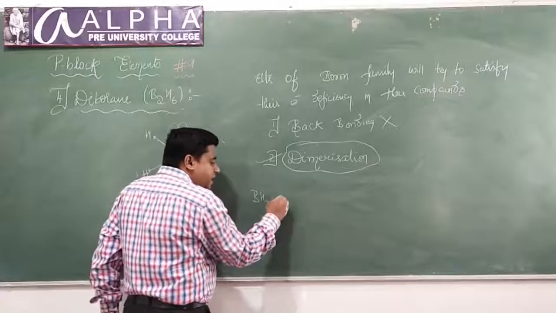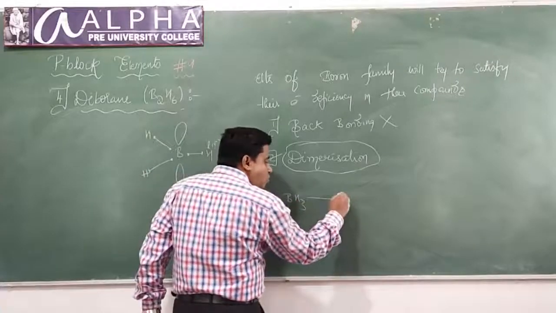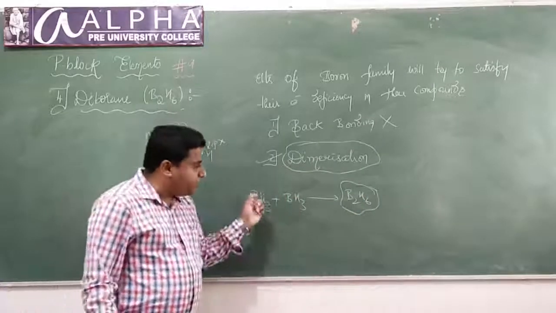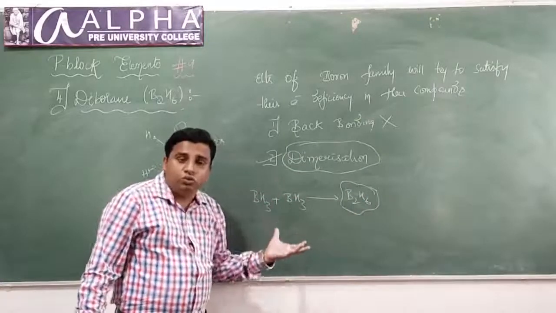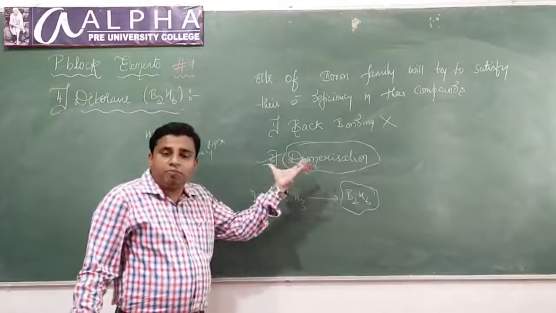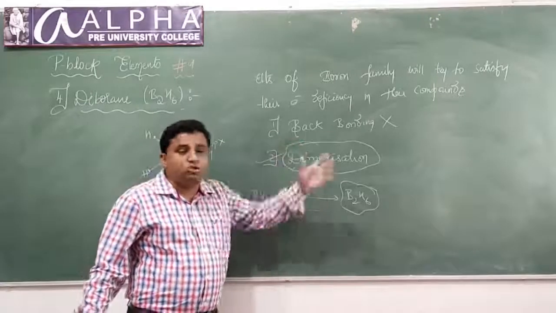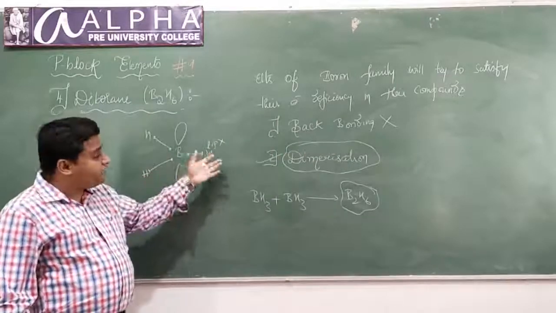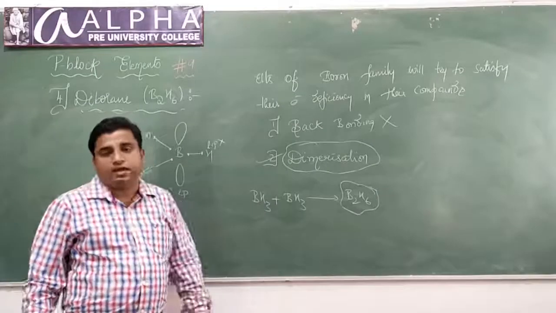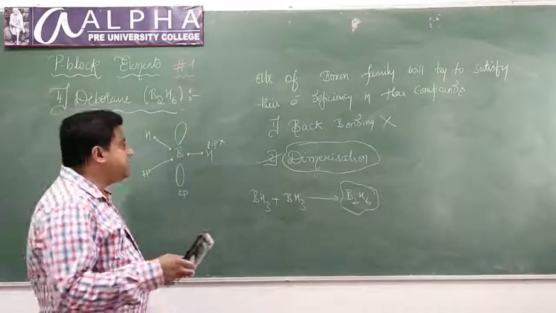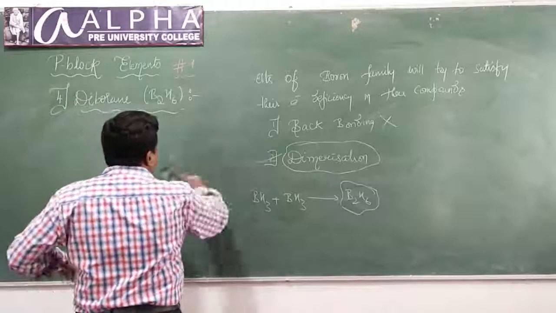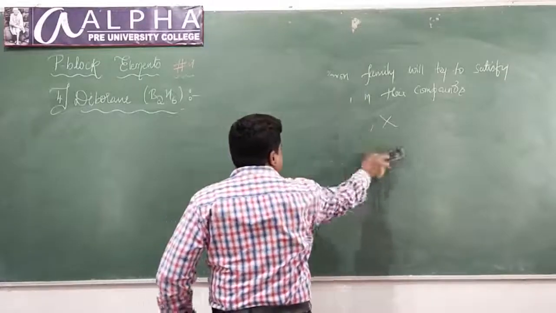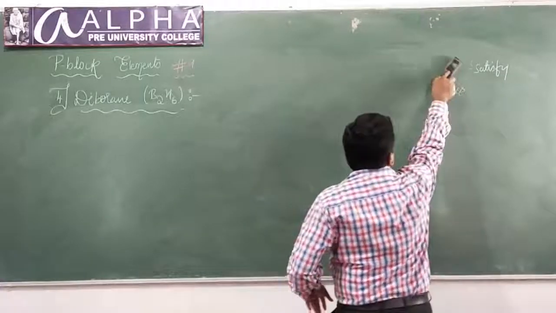BH3 will dimerize with BH3 to form what? B2H6. When it dimerizes, the electron deficiency of boron will be reduced. What is this process? It is the process of dimerization, not back bonding. Why is back bonding not possible in the case of borane? Because hydrogen does not have a lone pair of electrons. Now clear? Let us understand the dimerization of borane to form diborane.